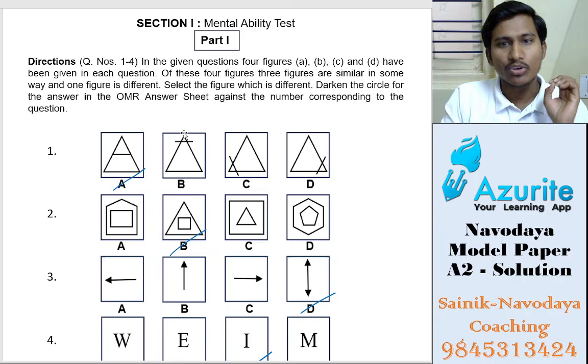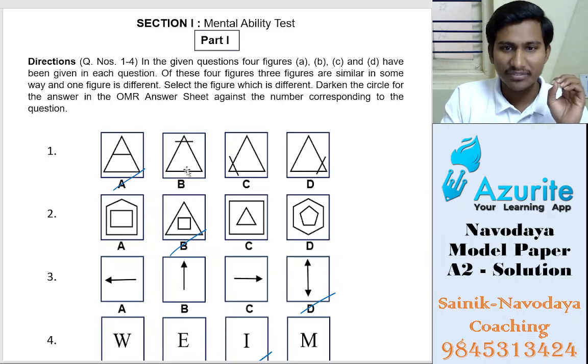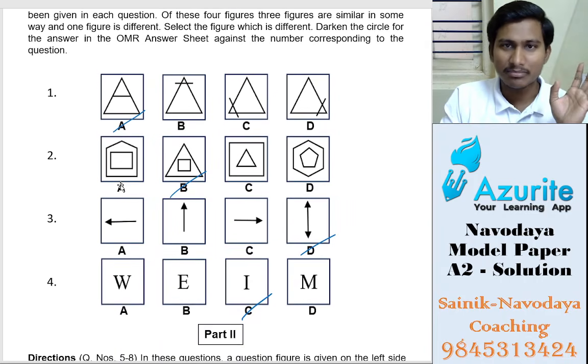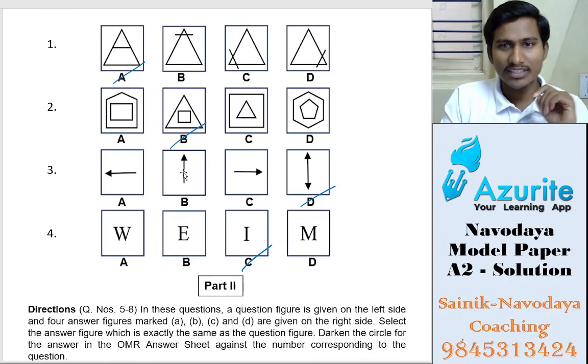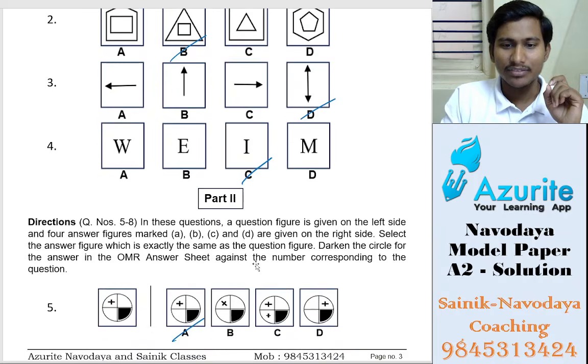So the first part will be odd one out. We have to find which is the different one. The answers I have already marked because this is easy, so I will not discuss them. Okay, so these are the answers. First A, second B, third D, fourth C, like that, and fifth is A.